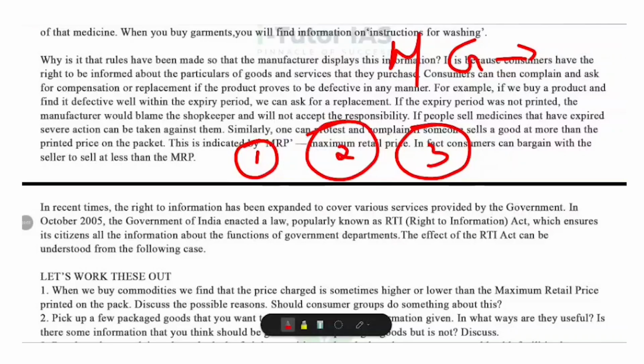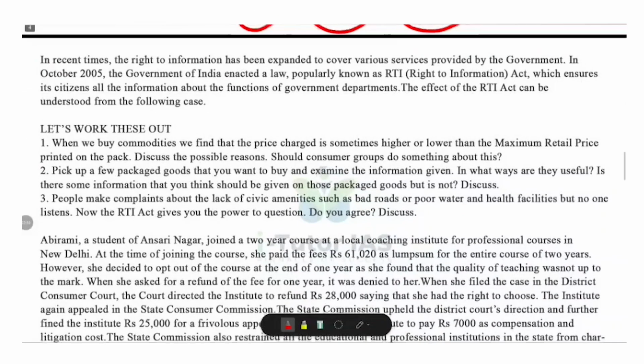So, selling expired medicine leads to severe action against the producers. Selling goods above the printed price, consumers can complain or bargain, since the price on the packet is MRP, that means maximum retail price. Proper information on packaging ensures consumer safety, fairness and protection from exploitation.